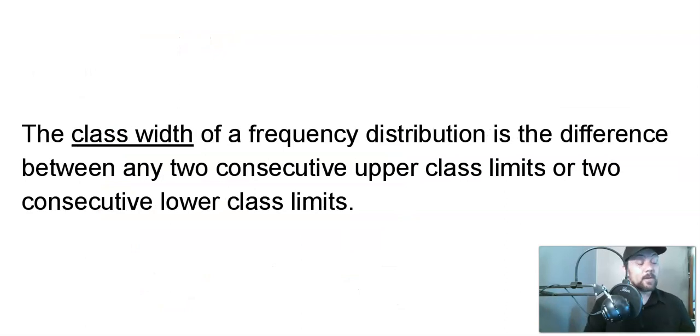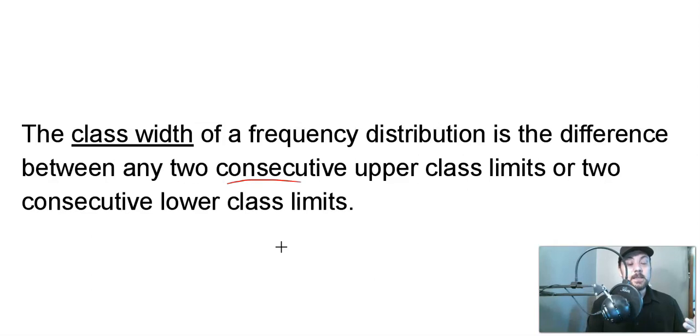It's a little more challenging with the next few things that we like to identify about our frequency distribution. Oftentimes you'll see this one given last, and that's the way I had it in my notes originally. But it's really helpful to identify this one first because it will help you with the other things that we're going to be analyzing about our frequency distribution. The class width of a frequency distribution is the difference between any two consecutive upper class limits or two consecutive lower class limits.